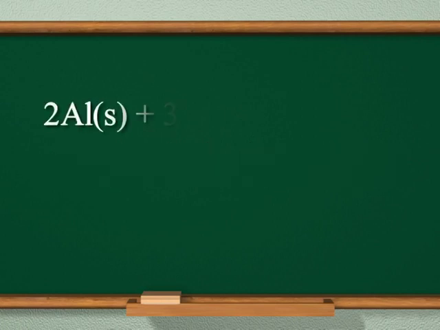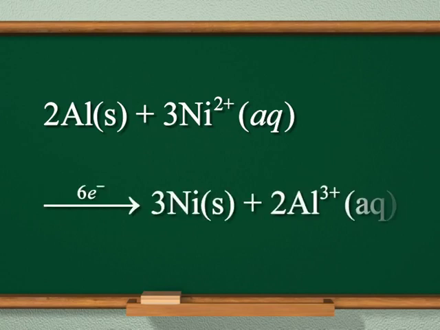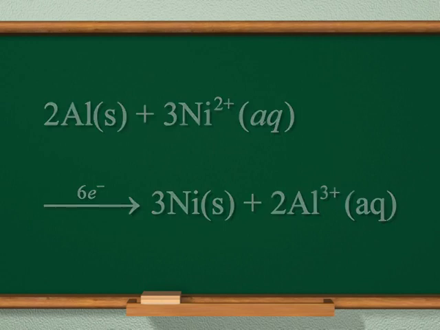2 moles of aluminium react with 3 moles of nickel ions to give 3 moles of nickel and 2 moles of aluminium ions. In this process, 6 moles of electrons are transferred. Hence, here n is equal to 6. The Nernst equation is again as shown on the screen.